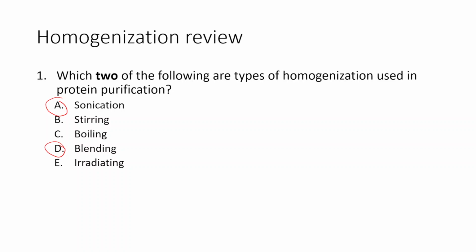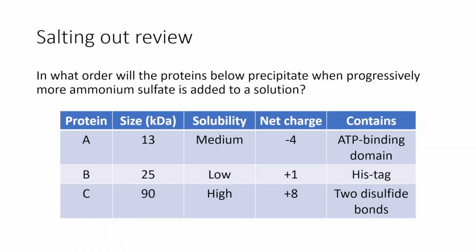Any questions about homogenization? All right. So next thing after you do homogenization is often salting out. Here there's a table that has 3 different proteins that we'll use for the next couple of examples with the different properties of the proteins, including size, solubility, their charge, and any particular domains that they might contain. When you progressively add more ammonium sulfate to a solution, what order are these proteins going to precipitate in as you keep adding ammonium sulfate? Everybody take a couple minutes and think about that, and then we will go over it together.